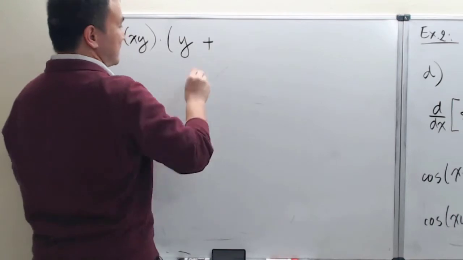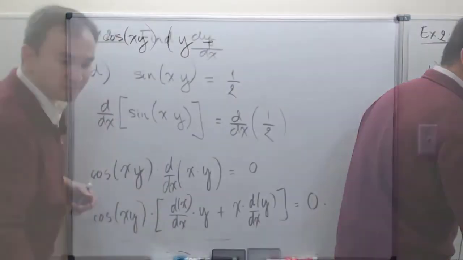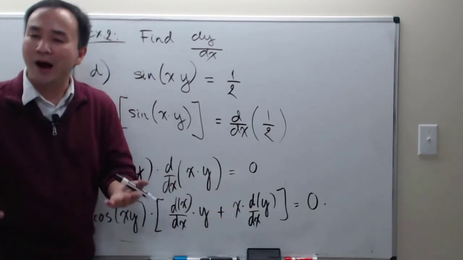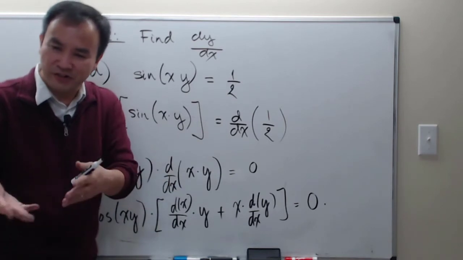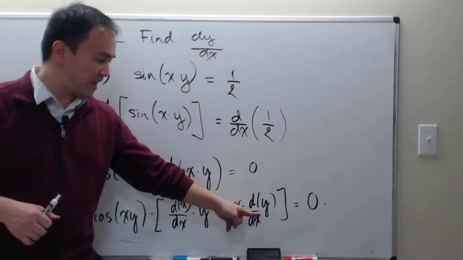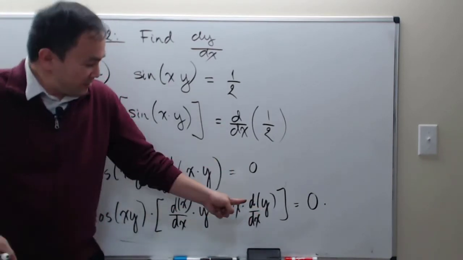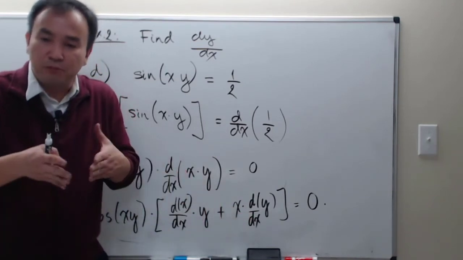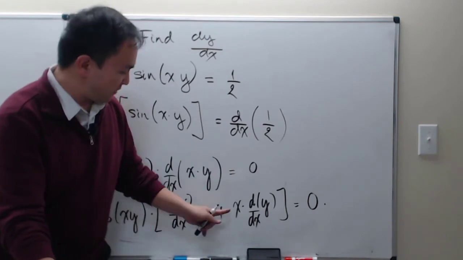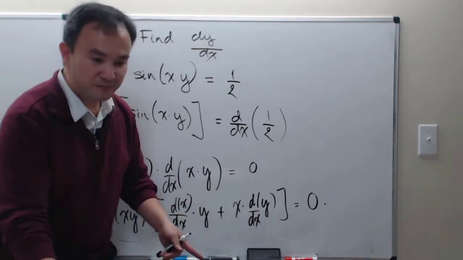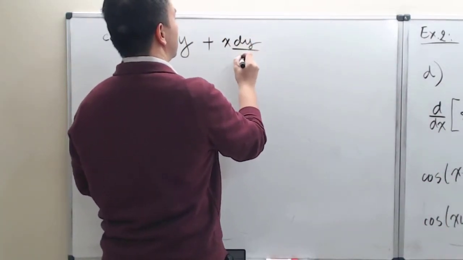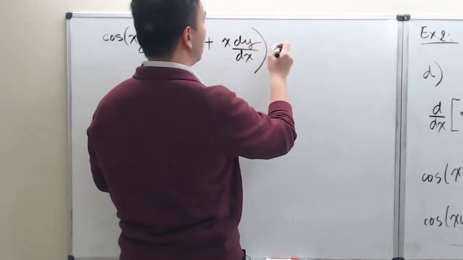Plus, now back in my earlier board, what I have here is x times the derivative of y in terms of x. But again, y is a function of x, but sadly implicitly, so we don't know what exactly y is in terms of x. We have to leave that, and we have no choice. So here this is dy/dx, the implicit derivative of y as a function of x. So that term becomes x times dy/dx, and all that equals 0.